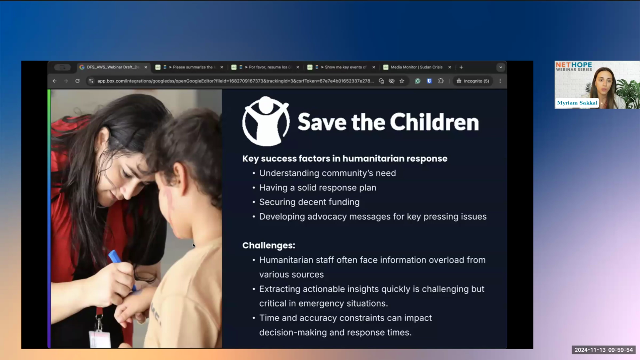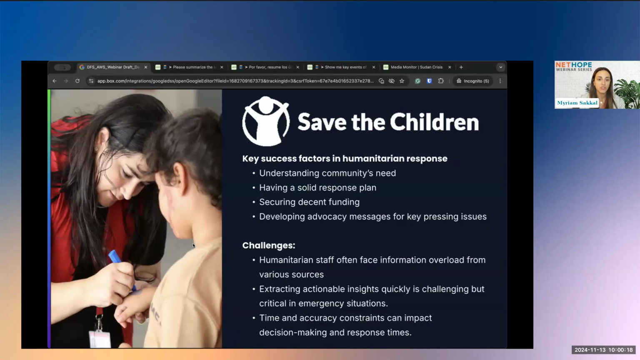First of all, any response that we have in the humanitarian world needs to be aligned with the community's needs. This is where organizations usually conduct needs assessments and look for data available online, etc. Additionally, it's very important to have a solid response plan so that you can activate it straight away, to be prepared before the onset of the crisis.